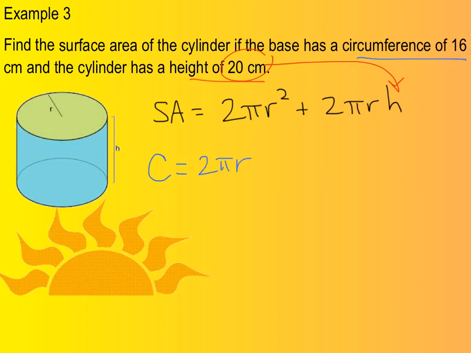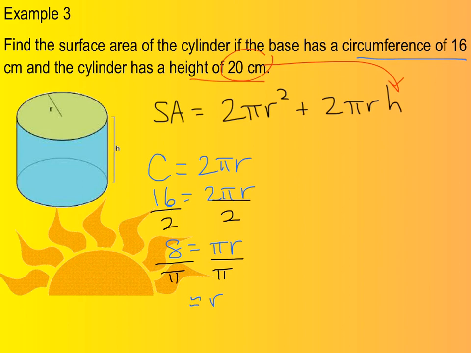So I'm going to go ahead and plug in 16 for 2 pi r to get r all by itself. I could start by dividing both sides by 2. That gives me 8 equals pi times r. I would then divide both sides by pi, which leads me to my radius is approximately 2.55 centimeters.